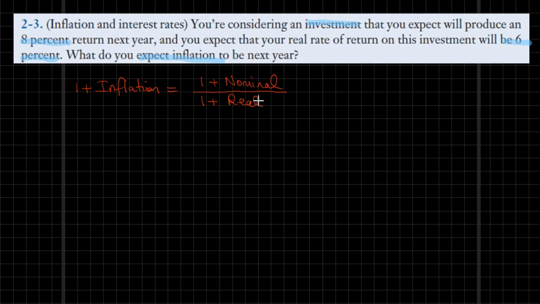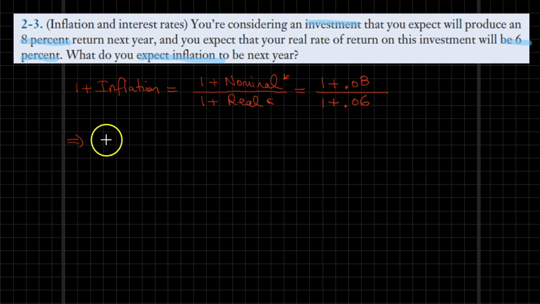So, given that we are already provided with the nominal interest rate and the real interest rate, let's plug these in. So, 1 plus the nominal interest rate of 8%, divided by 1 plus the real interest rate of 6%. Now, let's solve this equation together.